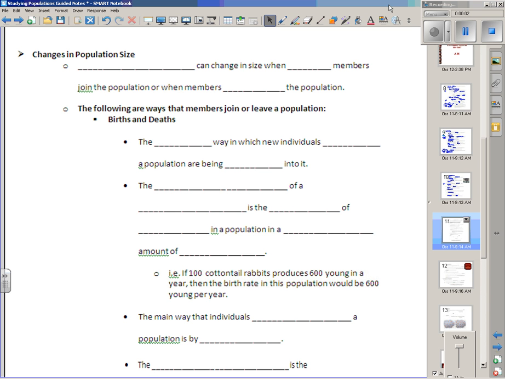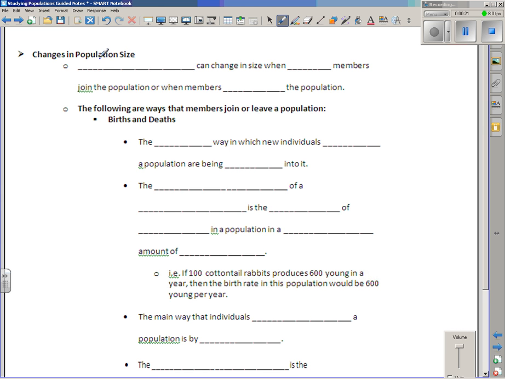Okay, this is part 2 of changes in population size. We're talking about studying population. The previous video was talking about how scientists determine the size of a population, and now we're going to talk about the changes in population size. So populations can change in size when new members join the population or when members leave the population.